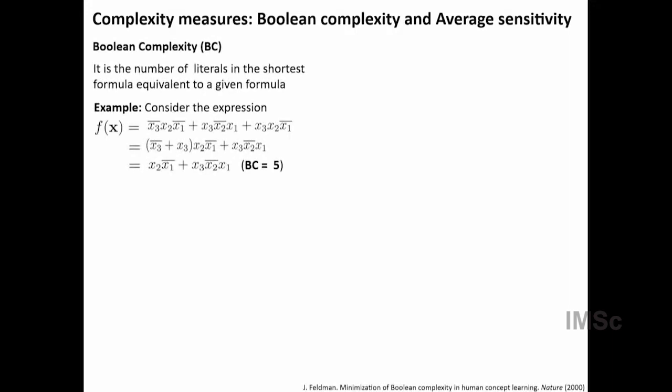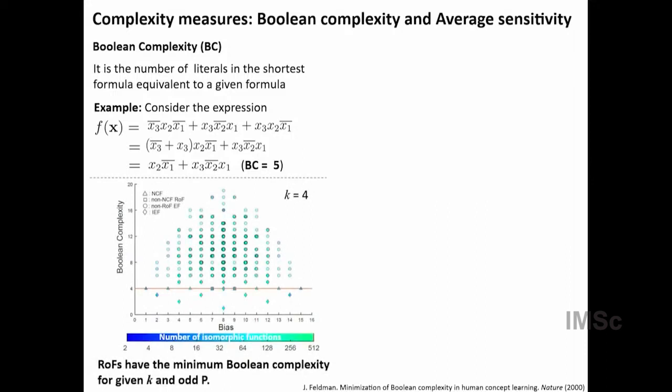So what is the Boolean complexity? It is the number of literals in the shortest formula equivalent to some given formula. So for instance, you consider the following expression. One can actually apply the laws of Boolean algebra and reduce it to a smaller expression here. And you just essentially count the number of literals in this expression. So here you have 5. X2 appears both in its negated and non-negated form, so you count both anyway. So the Boolean complexity of this expression would be called 5.